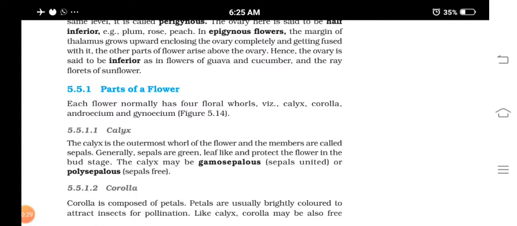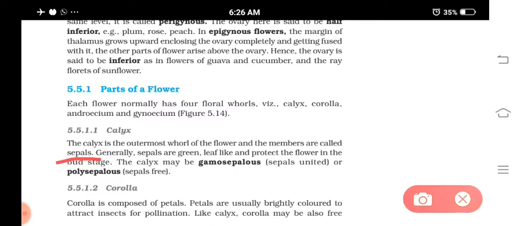Calyx is the outermost whorl, and the units of calyx are called sepals. They are known as what? Sepals. And sepals are green. In a hibiscus flower, if you see, you can see at the bottom a green cup-like structure. That is calyx, and the units of it are known as sepals. The function of this calyx is to protect the flower in the bud stage. When the flower is in the bud stage, the calyx protects the flower.